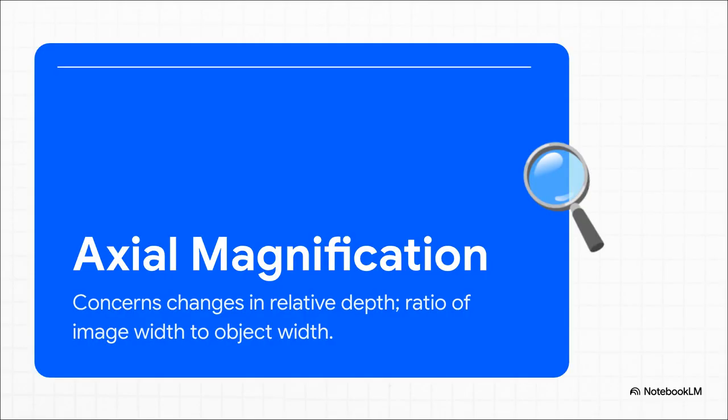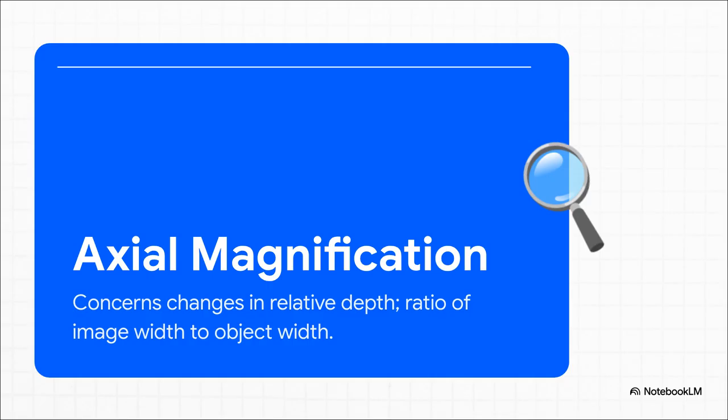So while transverse magnification deals with heights or widths, like measuring the diameter of a choroidal nevus, axial magnification is totally different. It dictates how deep or elevated a structure appears along your visual axis. It's all about depth perception. Think about the elevation of that nevus pushing up into the vitreous.